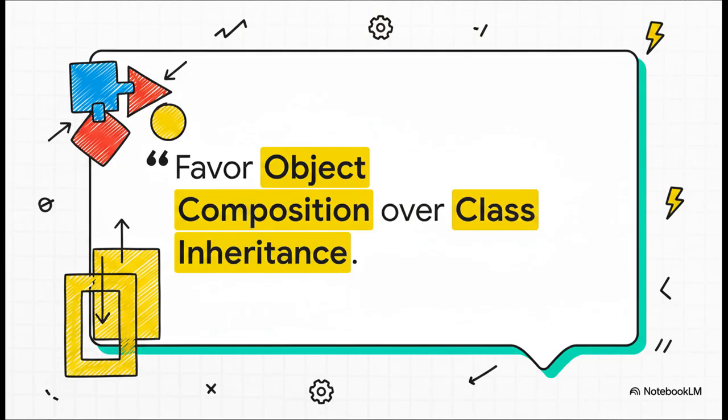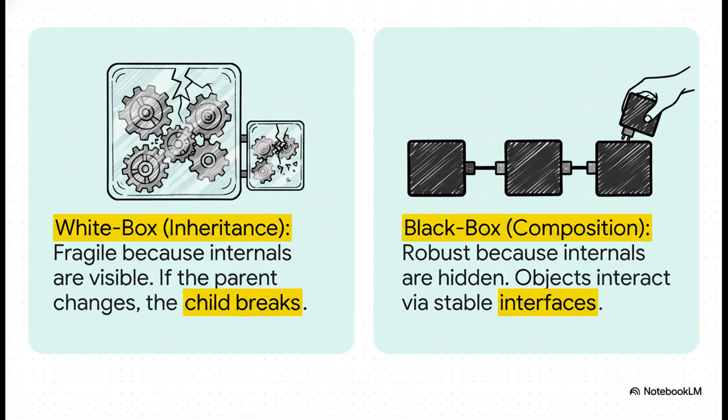Favor object composition over class inheritance. This one really gets to the core of how we should be reusing our code. And this shows the 2 approaches so well. Inheritance, what they call white box reuse, is super fragile. The child class is totally tied to how its parent works on the inside. So if the parent changes, guess what? The child breaks. But composition, black box reuse, is way more robust.